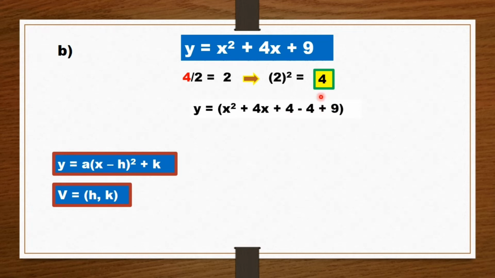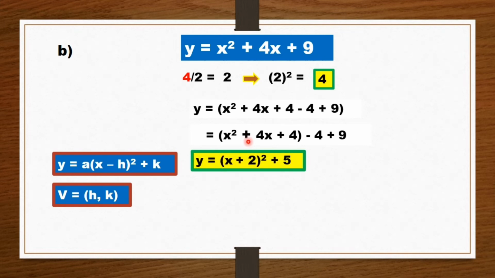Add and subtract the result after the x term. And take the first three terms to make a perfect square trinomial, and express this as square of a binomial by taking the root of x, the sign of the middle term, plus, and the root of 4 which is 2. And combine the last two terms. Negative 4 plus 9 is equal to positive 5.